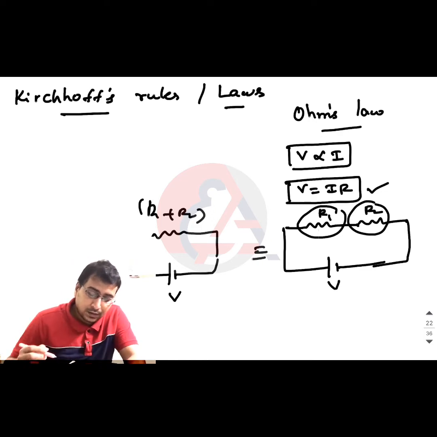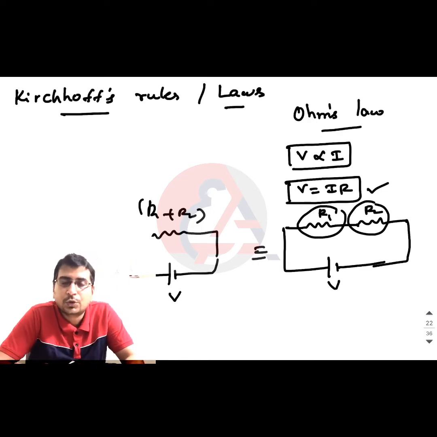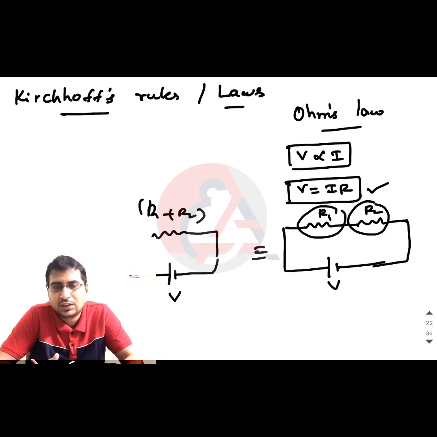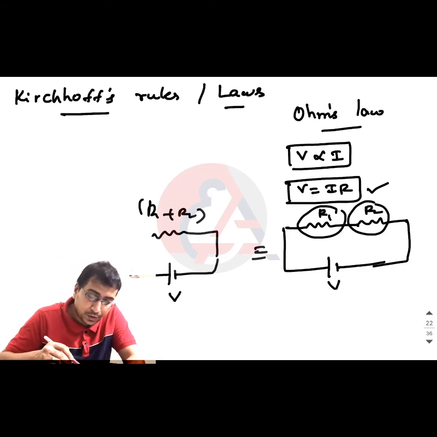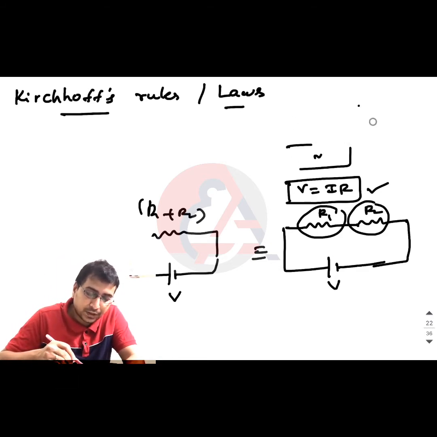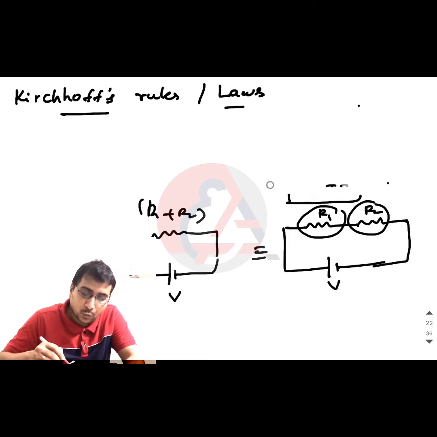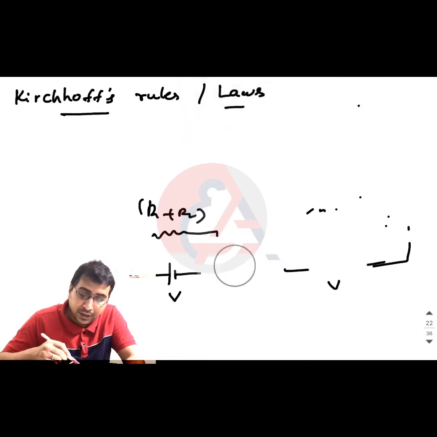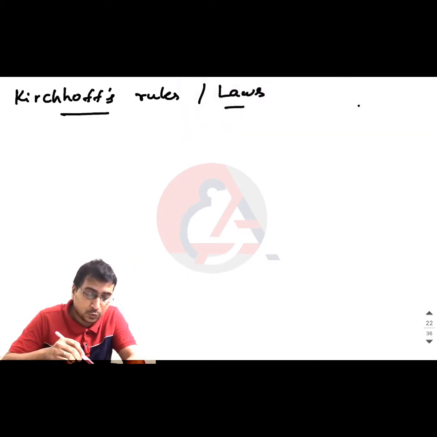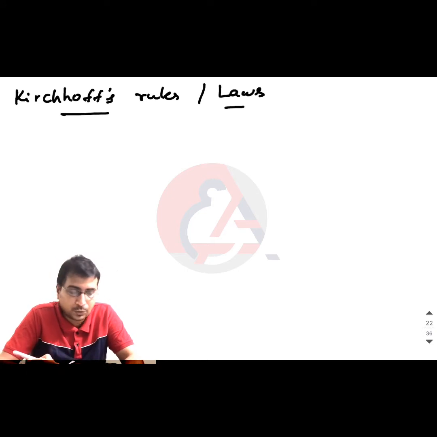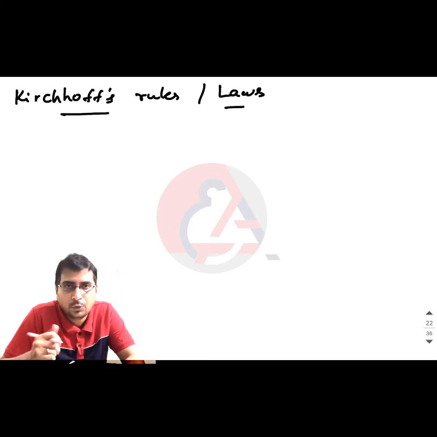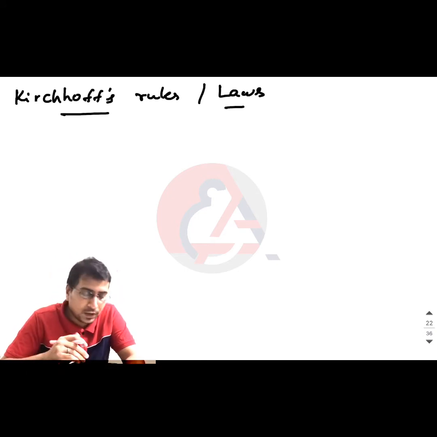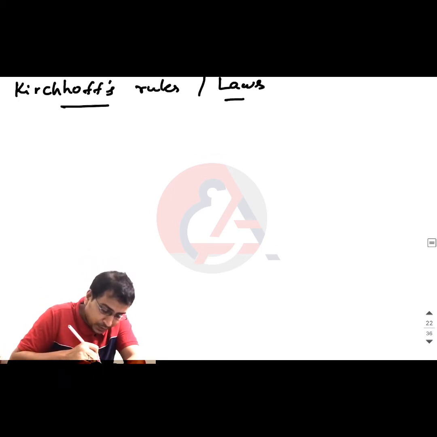But the complication with Ohm's law is that you cannot use it when the circuit becomes big. When the circuit becomes complicated, those kinds of circuits are generally called networks. When you have more than one cell present in the circuit, it will be difficult for us to solve all the problems using Ohm's law alone. So Kirchhoff has framed two laws which help us solve complex circuits, basically called networks.